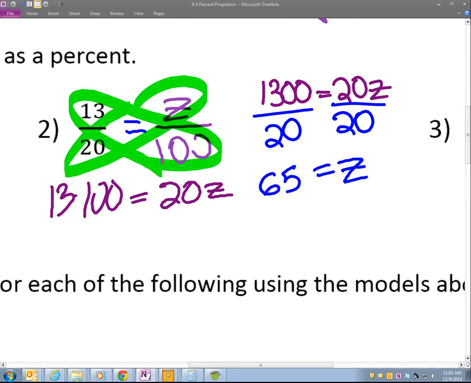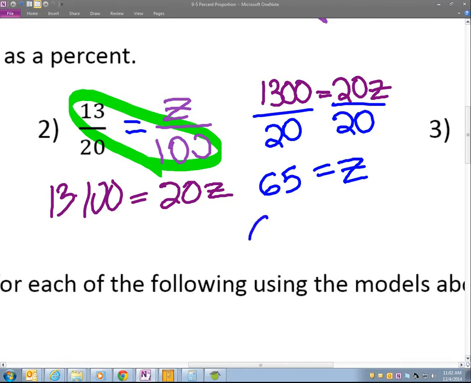65, yes, sir. Oh, I have two questions. One, my way, I just did 20 times 5 and got 100, and then I multiplied 13 by 5 and got 65. Yep. This works with everything. The part that you did doesn't work in every situation. So what the student was saying is, what if the denominator was not easily going into 100, and that's why we do what we're doing right now. Okay. So we have 65.